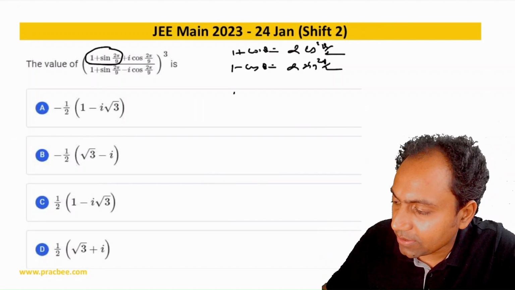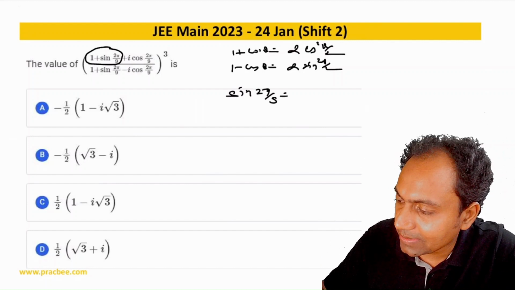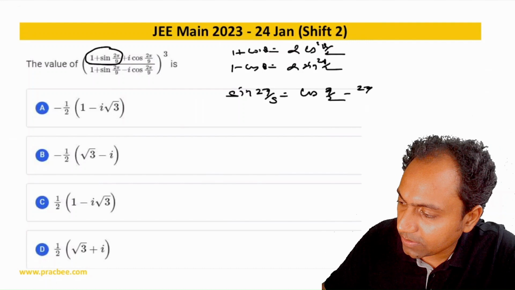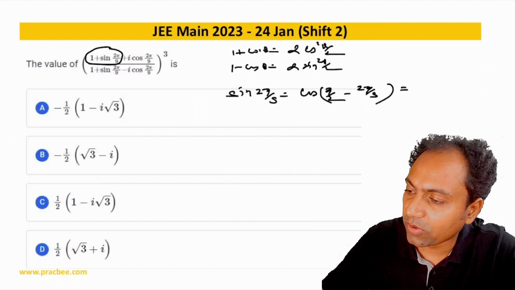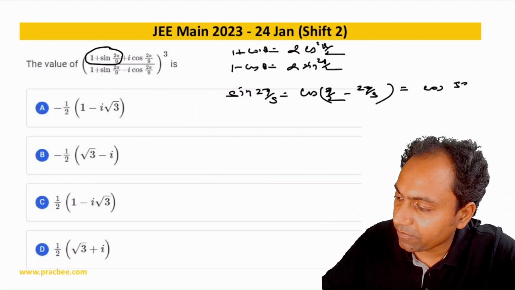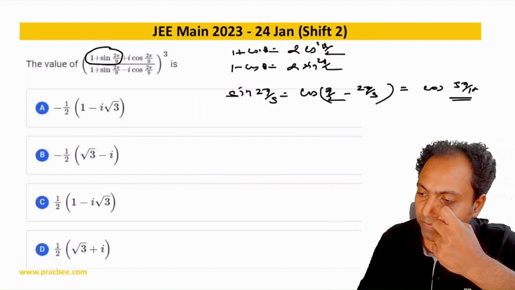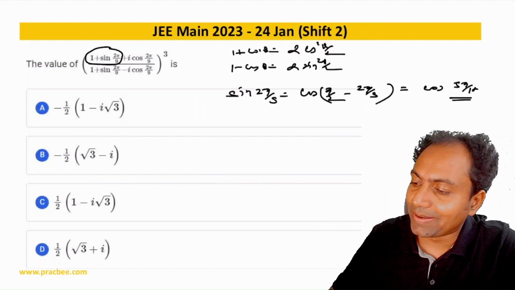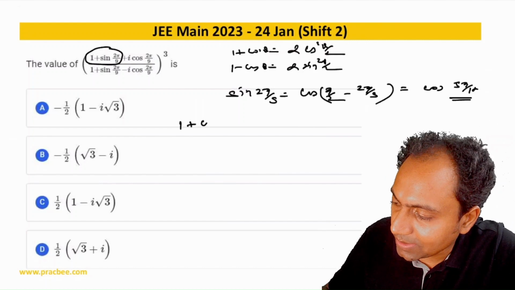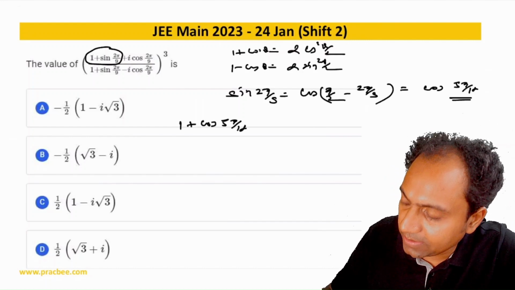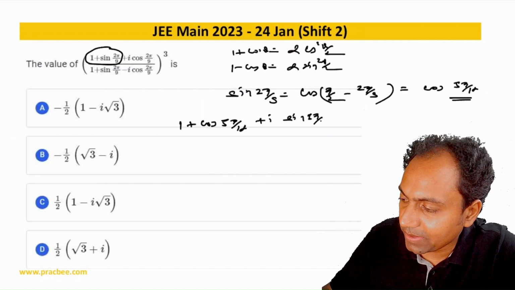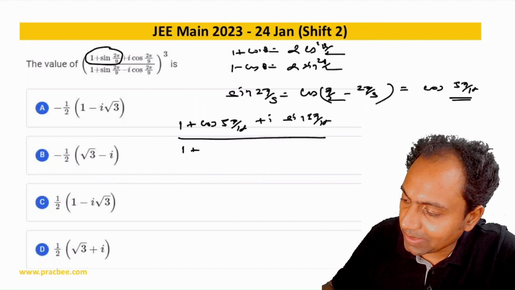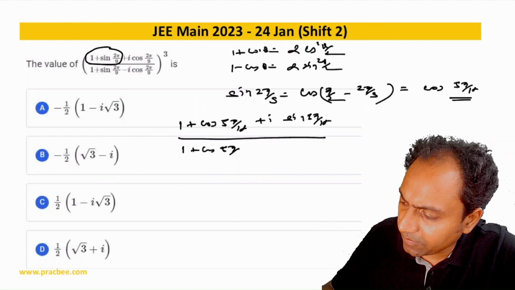If I use this logic, for sin 2 pi by 9, I can write this as cos of pi by 2 minus 2 pi by 9, which in turn, if I simplify whatever is inside, becomes cos of 5 pi by 18. Once you have done that, we can rewrite the question as 1 plus cos 5 pi by 18 plus i times sine 5 pi by 18 in the numerator, and in the denominator 1 plus cos of 5 pi by 18 minus i sine 5 pi by 18.